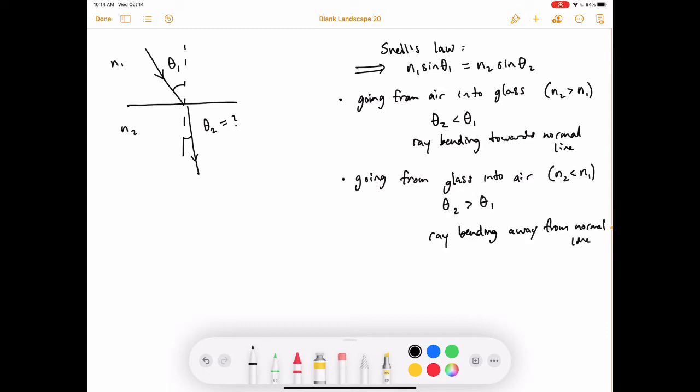Okay? So the takeaway point is, if you're going from low to high N, what you get is a ray bending towards the normal line. If you're going from high to low N, then what you get is a ray bending away from the normal line. Okay? So just keep that in mind for what comes next.